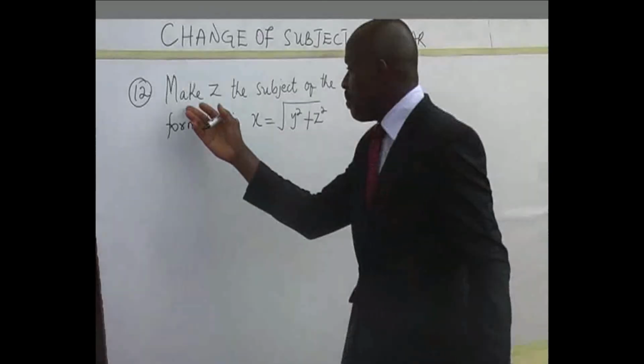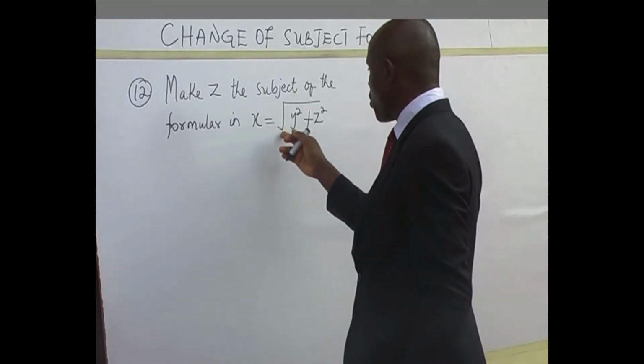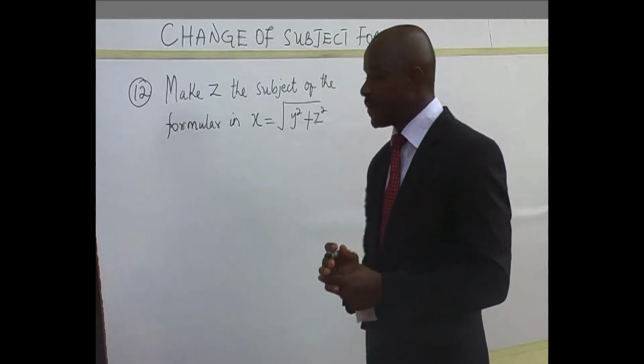Make z the subject of the formula in x is equal to the square root of y squared plus z squared.